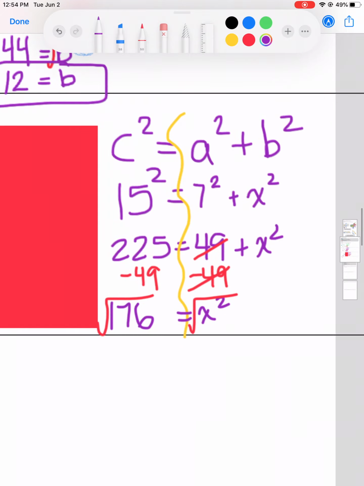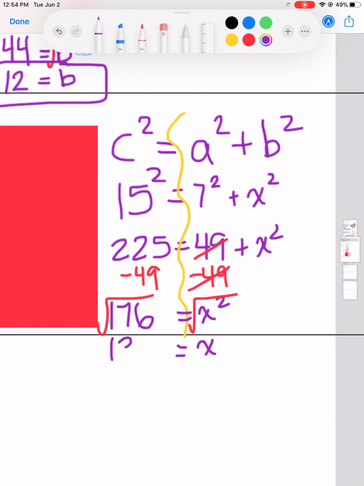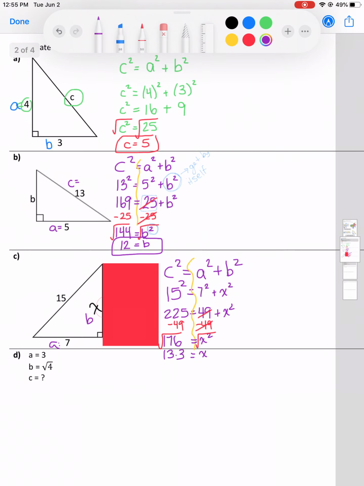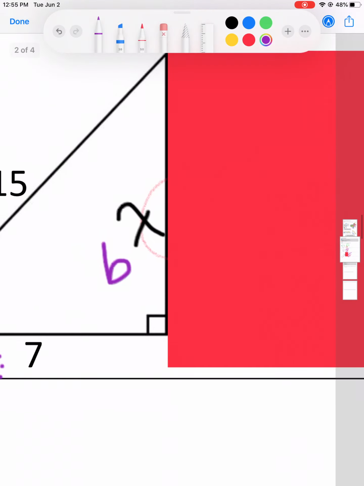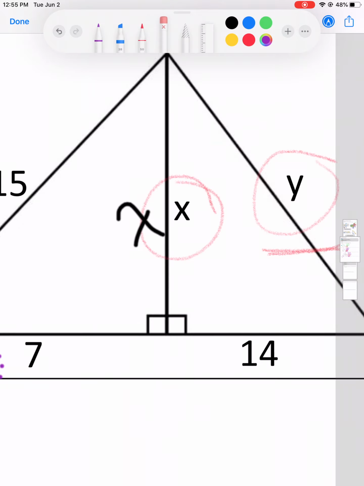I'm just going to go into the next question a little bit. Square root of 176 is 13.266499161. So let's say 13.3. And that's okay. Decimals are okay. Okay? So we know now that this is equal to 13.3. So I'm going to get rid of that square. So this is now equal to 13.3.